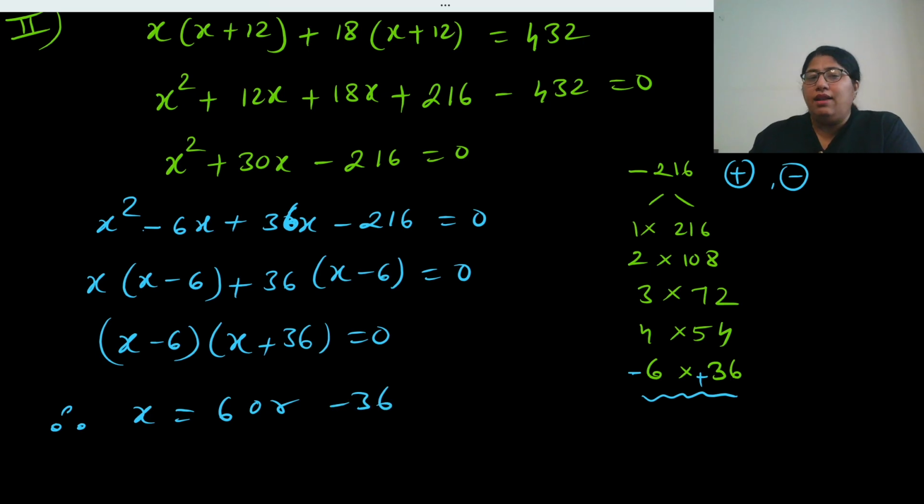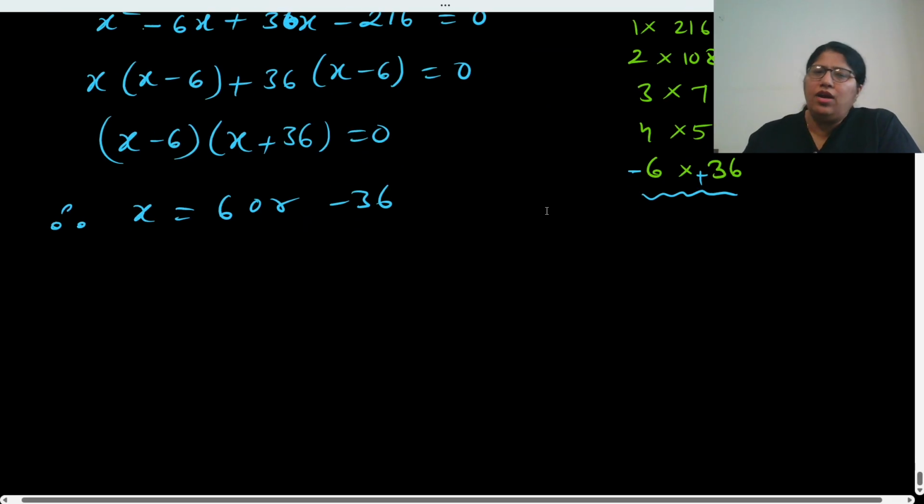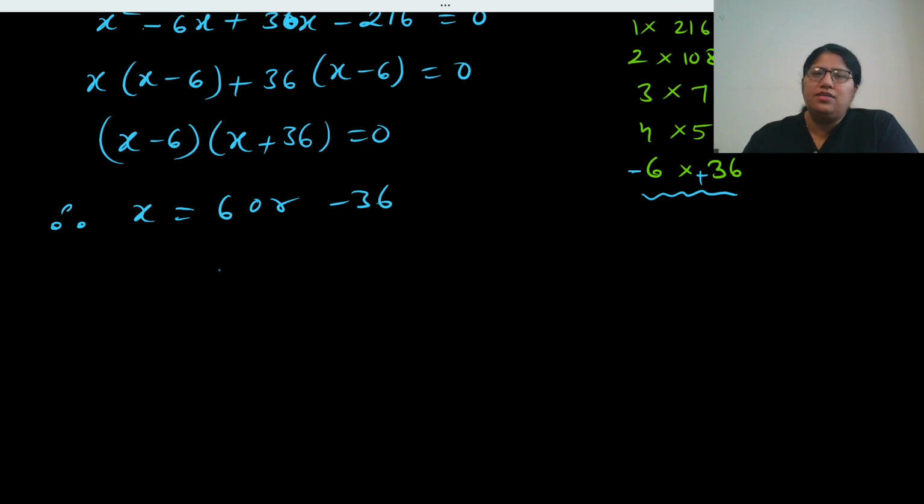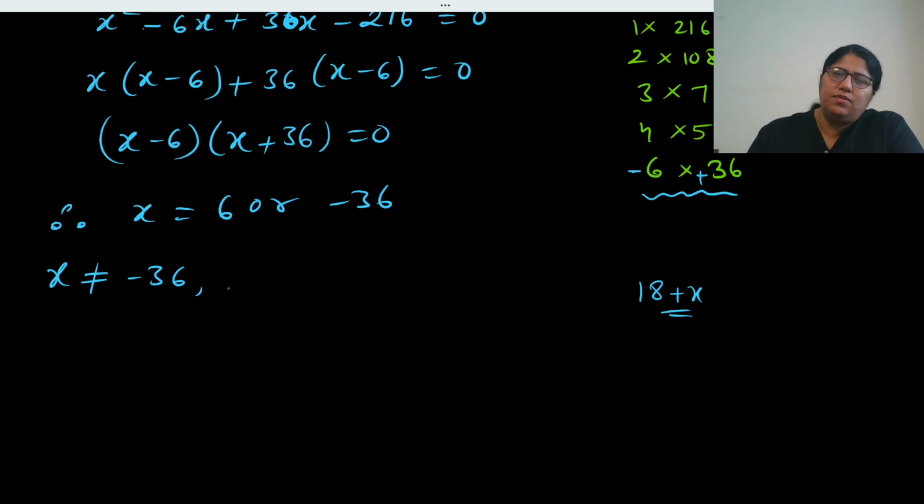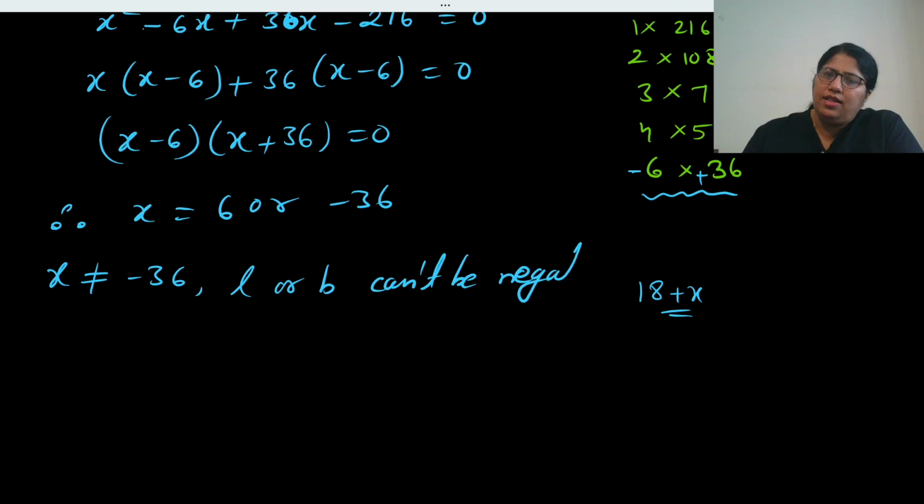Now the length is increased. The value cannot be negative, right? Because if you take minus 36, when you are taking 18 plus x, it will become a negative value. So that is not possible. So you write down x cannot be minus 36 because length or breadth can't be negative, right? This you need to mention. Therefore x is going to be 6 centimeter.